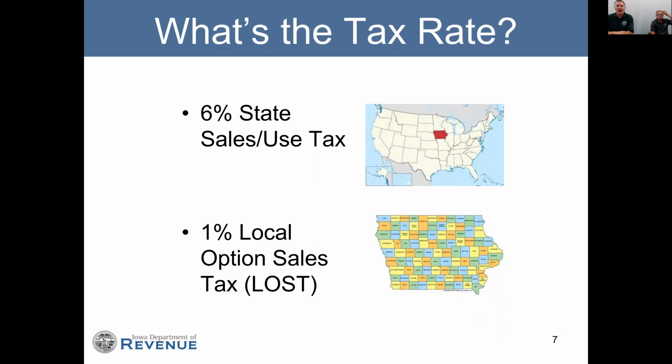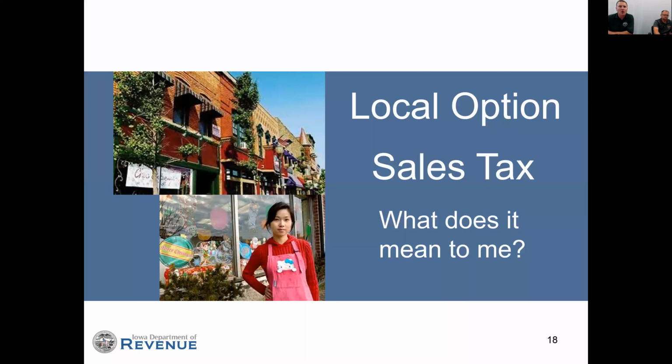Tax rate. If you remember from last time, or if you didn't, the state sales tax rate and the state use tax rate is 6%. In addition, many areas in Iowa have an additional 1% local option sales tax, which we refer to as LOST. So with this local option tax, it's going to be the difference between the transaction being subject to 6% tax or 7% tax. Okay, so again, if it's a local option sales tax or a LOST transaction, it's going to be subject to 7% tax instead of 6%.